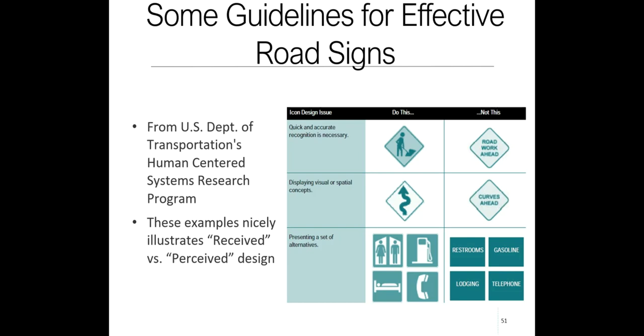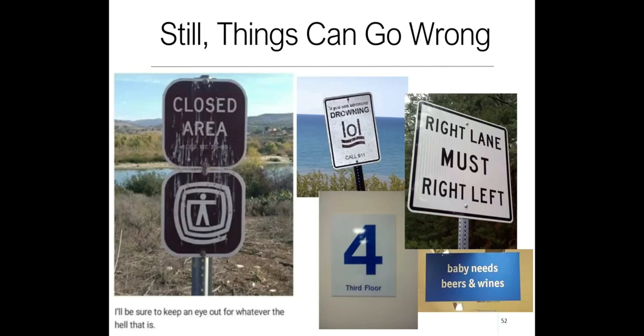And ditto again for presenting a set of alternatives. So restrooms, gasoline, lodging, and telephone. If you just have representative icons that actually look like what they're representing, it's easier than having to read those four words on a sign at highway speeds. But it should be emphasized that things can in fact still go wrong.